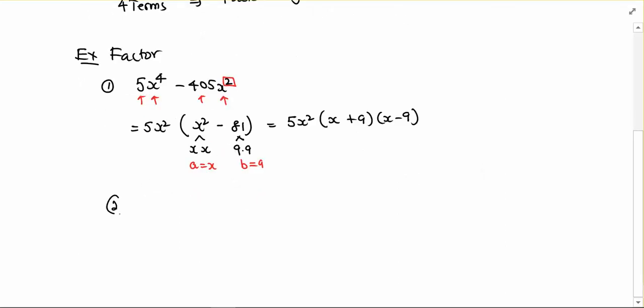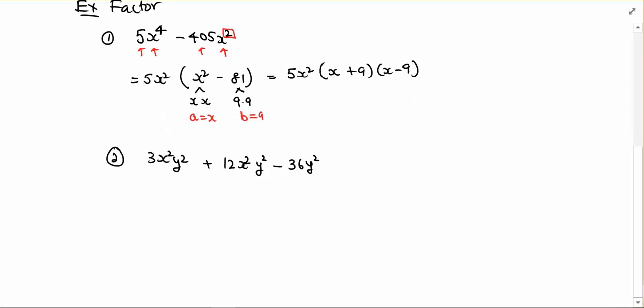Number 2. What if we had the problem 3x squared y squared plus 12x y squared minus 36y squared, all the way through like that. Again, I'm going to look to see if there's a GCF. Certainly 3 divides the 12 and the 36, so there is a GCF there. I think I have a typo here. That shouldn't be x squared, that should be x.